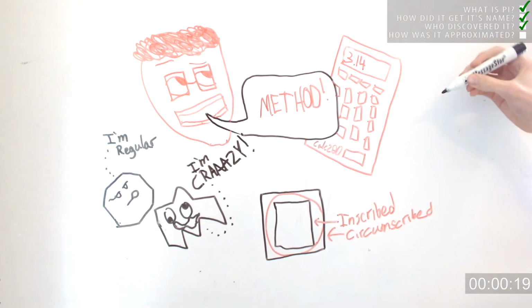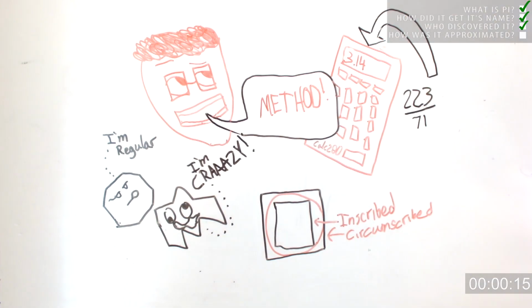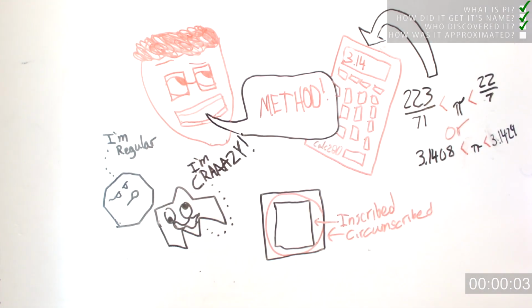By calculating the perimeters of these polygons and then dividing that number by the diameter of the circle, he proved that 223/71 is less than pi is less than 22/7, or 3.1408 is less than pi is less than 3.1429. This was a method of solving for pi that is accurate up to 2 decimal places. Both the upper bound and lower bound numbers contain 3.14. Nailed it.